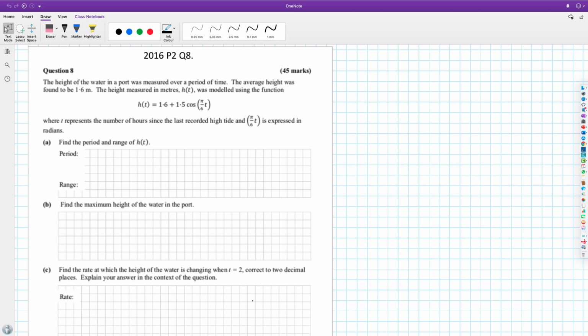Root 3 over 2, 60. So it's positive, isn't it? C, so it's 30 over here, and it's going to be 300, right? So then 3x is going to be equal to 30 plus 360n, and then 3x is going to be 300 plus 360n. So what's that? 3x is going to be equal to 10 degrees plus 120n, 110 plus 120n.